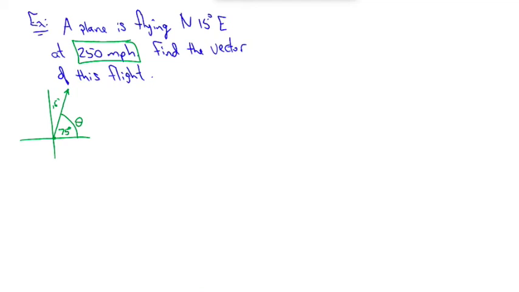Magnitude would be velocity. It's 250 long, but you're not flying that distance. It's just the magnitude of the vector. How fast you're going.